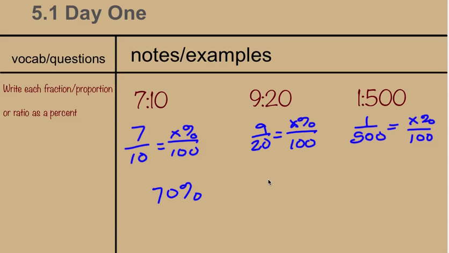Feel free to pause this, solve them, and then unpause it to see if you got the correct answer. First one would be 70%. This would be 45%. And this one would be not 20%, 0.2%. So I'm trying to go quick.